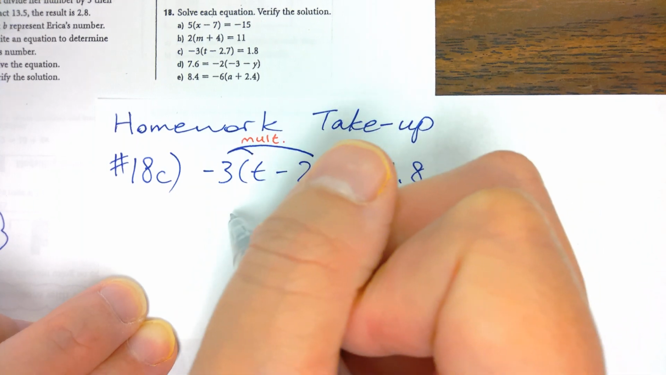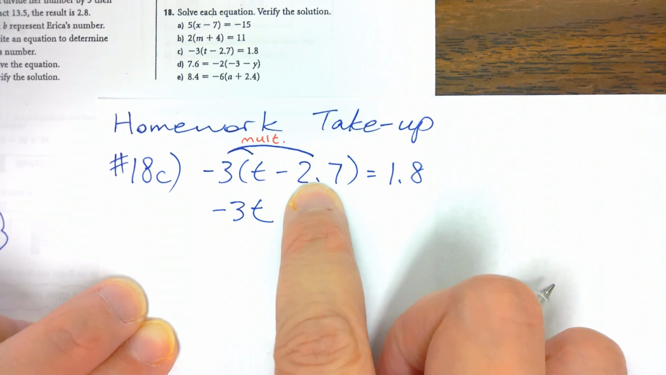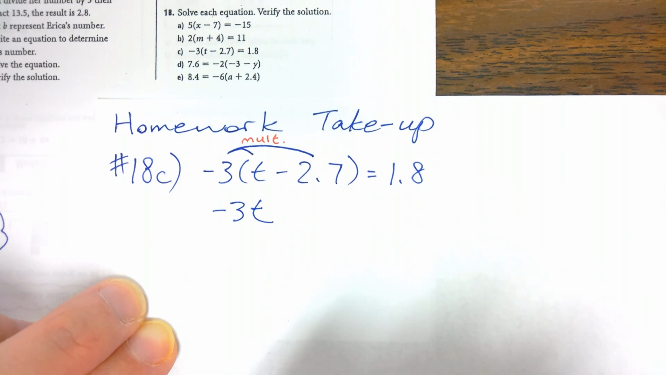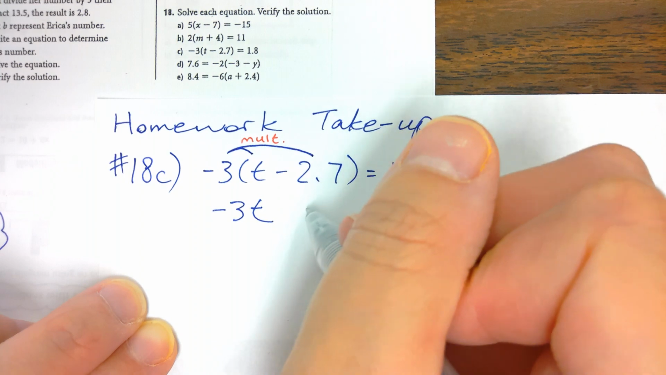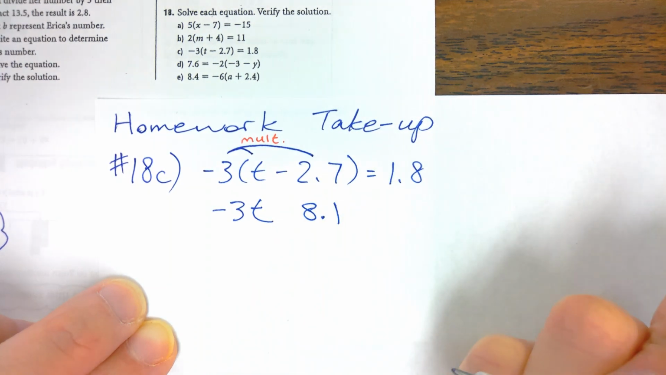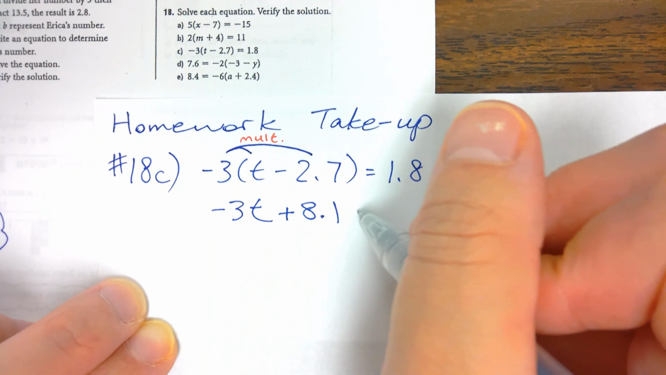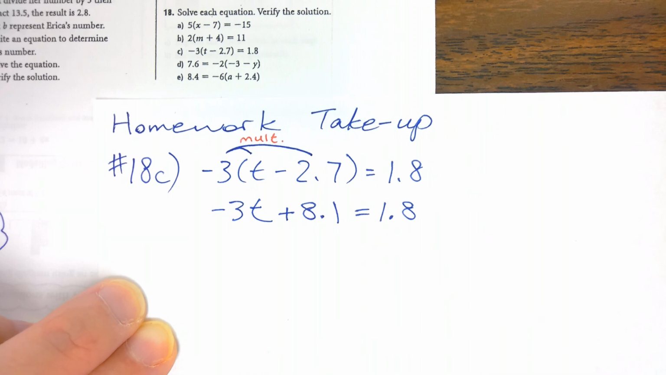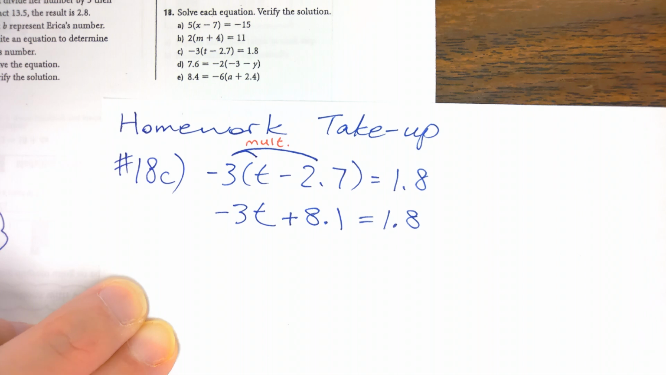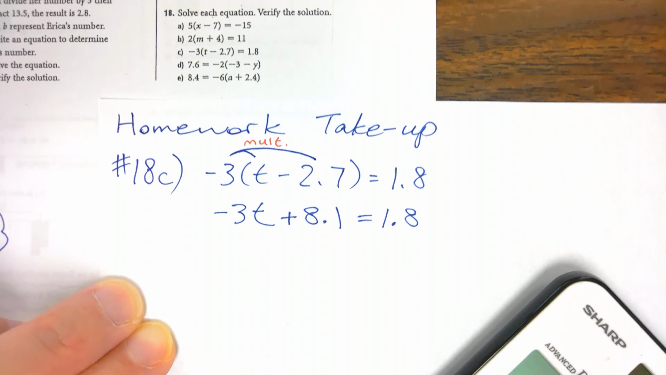So negative 3 times t is just negative 3t. Negative 3 times negative 2.7 is? Yep, 8.1, plus. Plus, right. Two negatives make a positive, so plus 8.1, and then equals 1.8. This now looks exactly like what we did on Thursday. So it was just one extra step with the multiply.